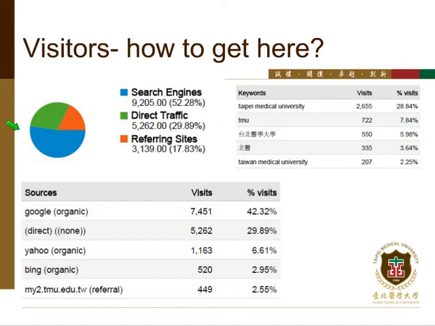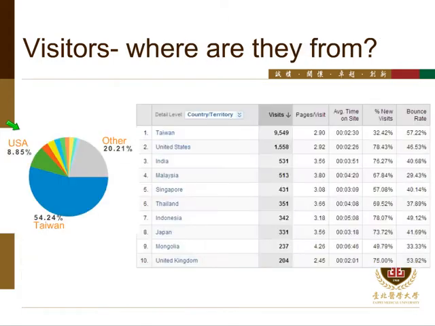Okay, so it will show the keywords they use. For example, Taipei Medical University is the major one, and some are in Chinese. And I can know the source in here. So for the referral site, I will know most people are coming here from this site, although the percentage is very low.